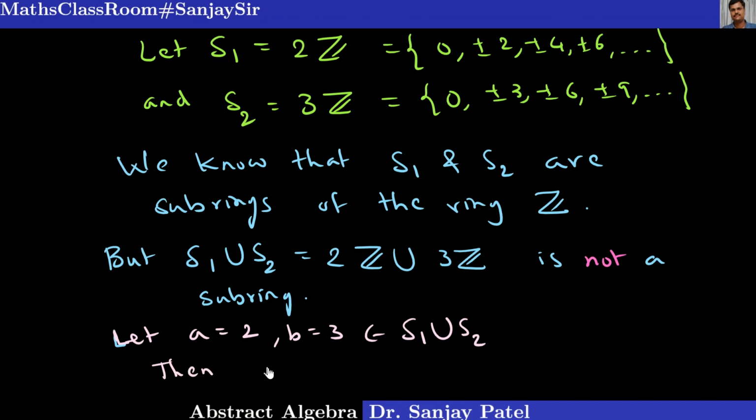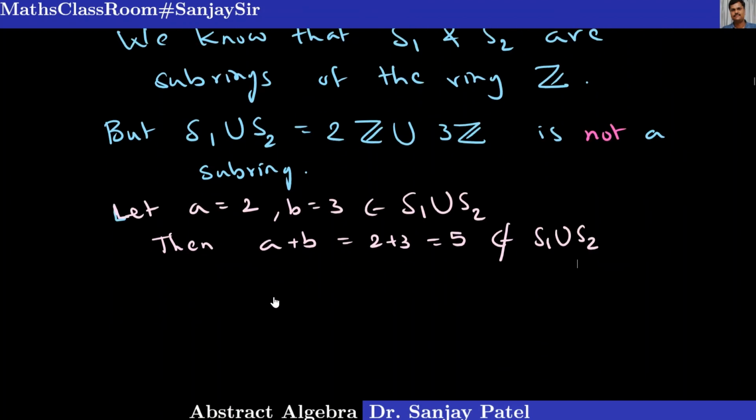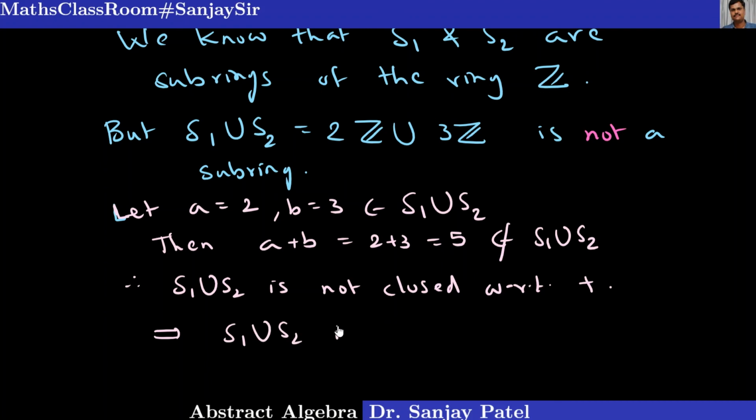Then if you find A plus B, that is 2 plus 3, which is equal to 5, which is not in S1 union S2, because S1 union S2 contains either a multiple of 2 or a multiple of 3, and 5 is not a multiple of 2 or a multiple of 3. So clearly I can say S1 union S2 is not closed. It is not closed with respect to the operation of addition. So this implies S1 union S2 is not a subring. So remember, the union of two subrings need not be a subring.